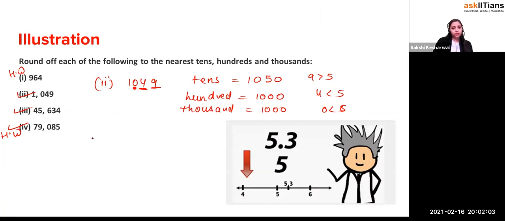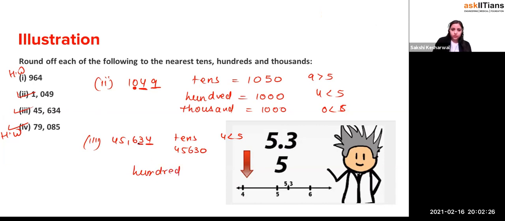Yeah, coming to the next one, that is 45,634. Let's do the tens place first. In the tens place we see the 4, which is less than 5. So this will be 45,630. That's it.